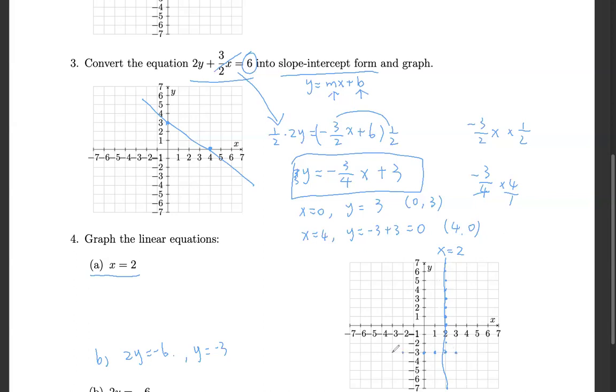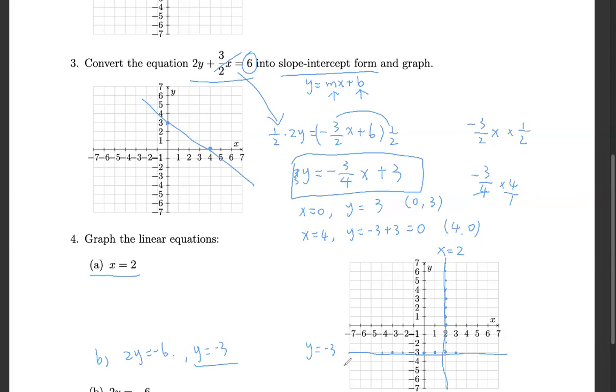Negative 3, negative 3, negative 3, and so on and so forth. So y equals negative 3 is a horizontal line, right? This is the line y equals negative 3. So x equals a number gives vertical lines, and y equals a number gives horizontal lines. Those two lines are special lines.